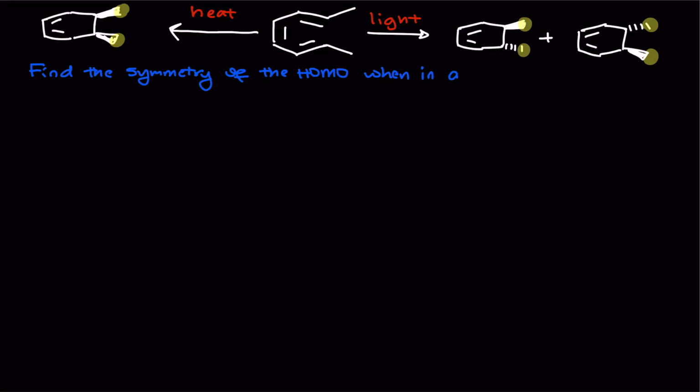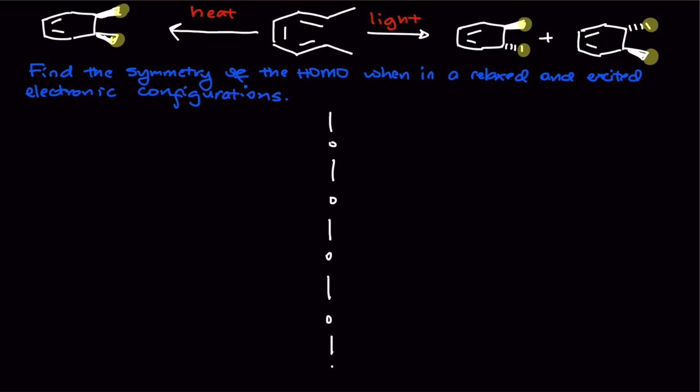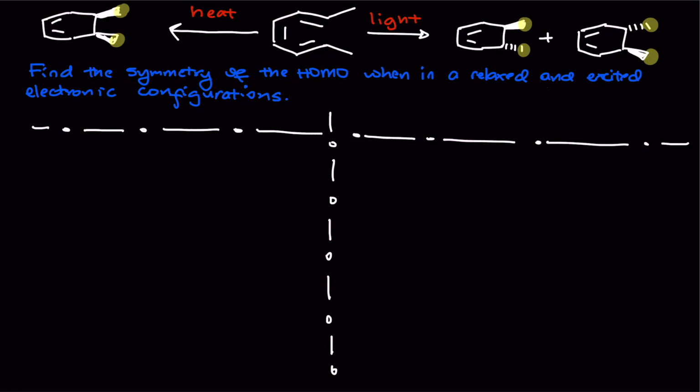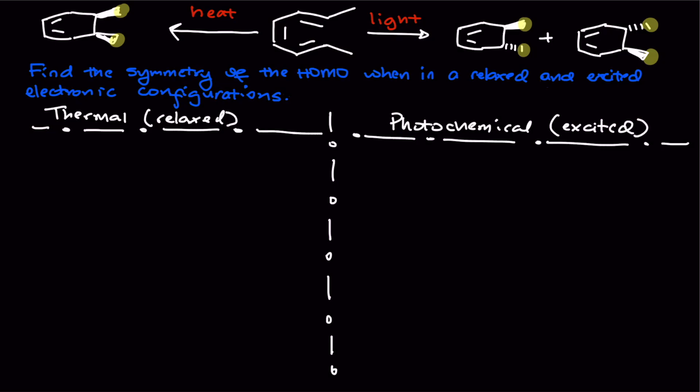And so what we really need to think about is what is the symmetry of the HOMO orbital, whether you're in the relaxed case, where there's heat under thermal conditions, or the excited state, which is under photochemical conditions. We have done this before, so I'm going to really just focus on getting you to the correct answer.